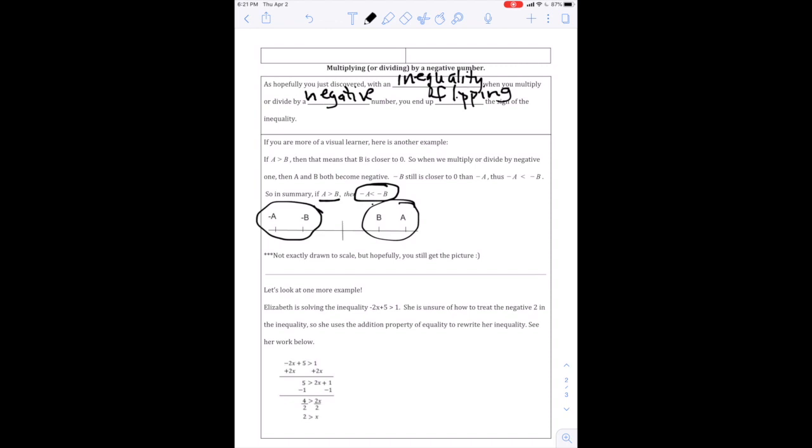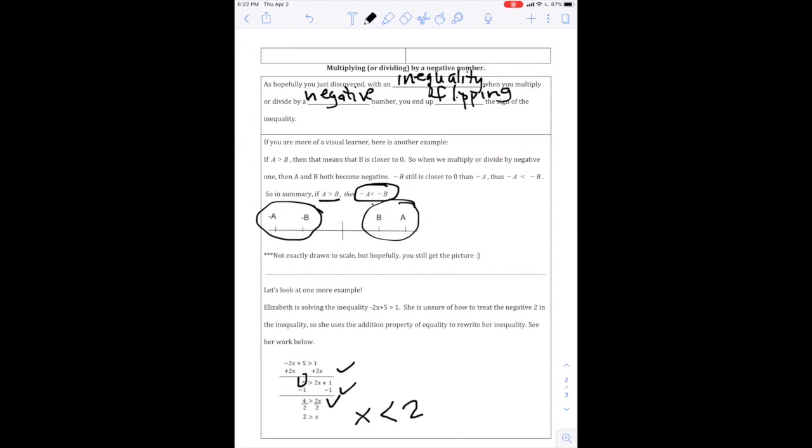First, in this step, she adds positive 2x to both sides, thereby leaving the 5 here and leaving it as 5 is greater than 2x plus 1. Then she subtracts 1 from both sides and is left with 4 is greater than 2x. Again, we're trying to isolate the variable, so she divides both sides by 2 and gets 2 is greater than x, which is the same as x is less than 2.